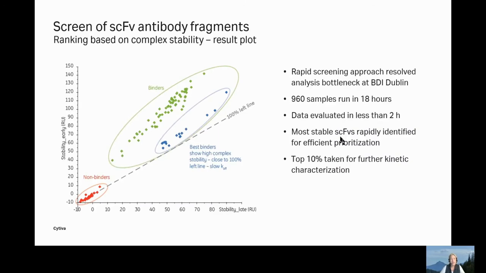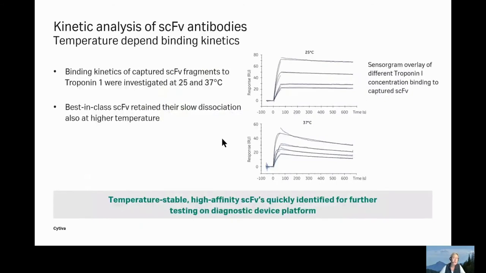The most stable single-chain fragments were then rapidly identified and used for further prioritization. So the top 10% were taken for an additional kinetic characterization, because what they aimed for is to get the best-in-class binders, which also show very stable complex formation at physiological temperatures. For this purpose, they investigated kinetic rate constants at 25 degrees, which would be similar to what they have done in the screening.